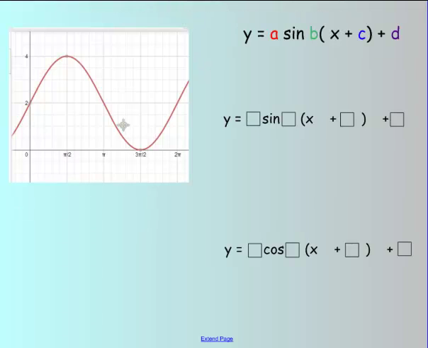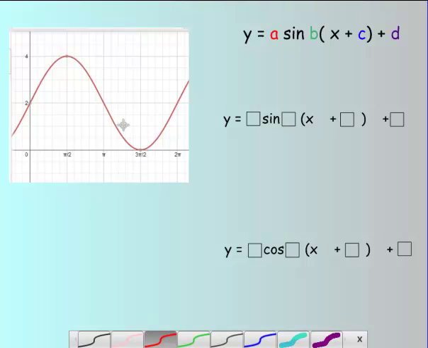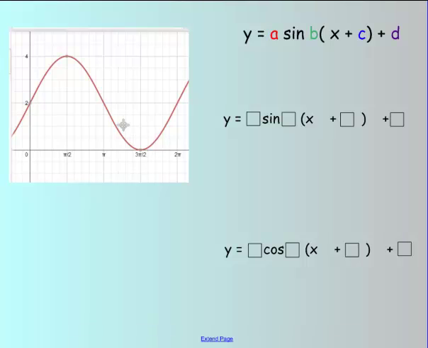And here you have it. There's a picture of a wave, and you have to write the equation for it. You're going to have to learn how to write it both in cosine and in sine. And up here, I just have the general formula so that we can go through it.